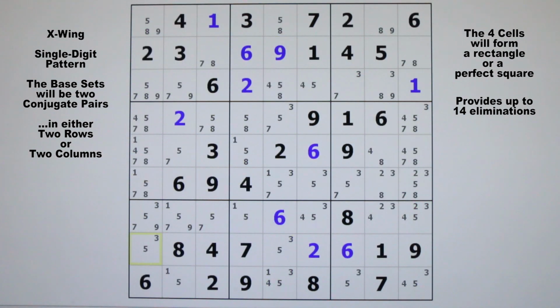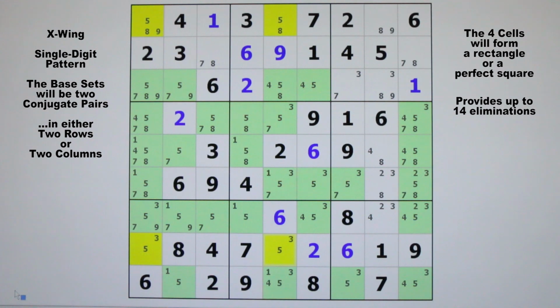Okay, lastly, we have an X-Wing where the base sets are in the rows and it's on candidate 5. So let's light them up. And we see that in row 1, we have 2 5s, and in row 8, we have 2 5s, and they line up perfectly to form our famous rectangle, which is called an X-Wing.